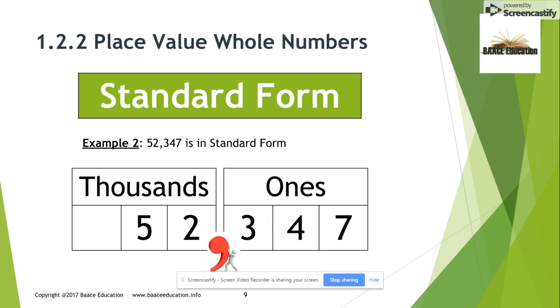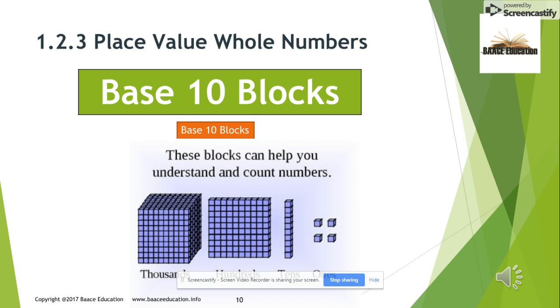Another example, 52,347. The 7 is the ones place value. The 4, which is 40, is the tens place value. The 3, which is 300, is the hundreds place value. The 2, which is 2,000, is the thousands place value. And the 5, which is 50,000, is the ten thousands place value. And all of these are in standard form.